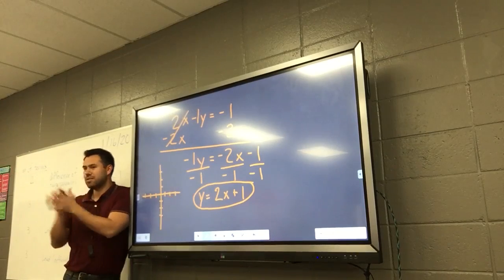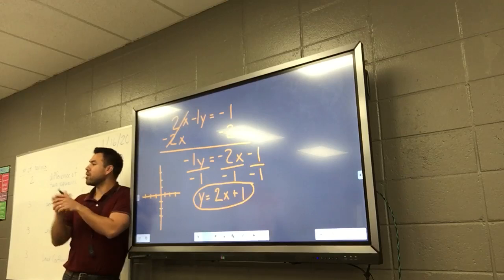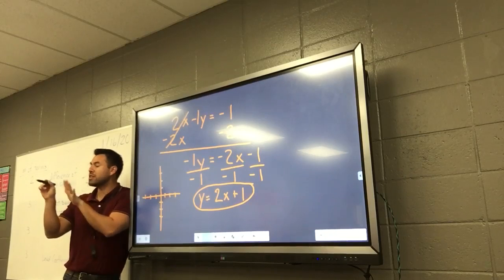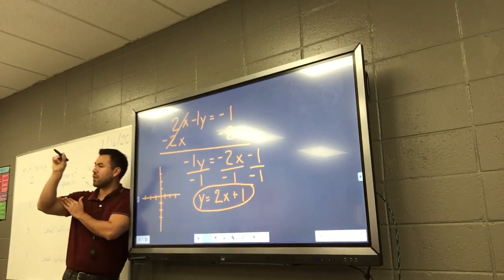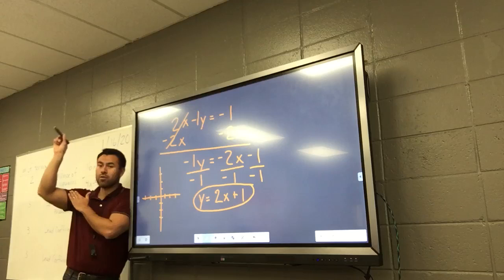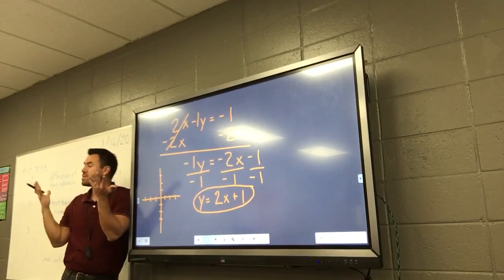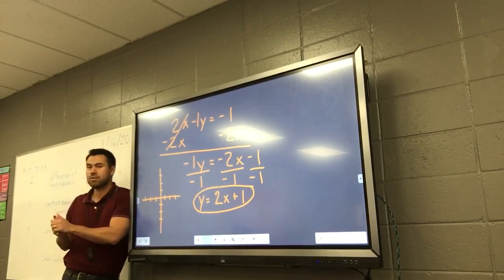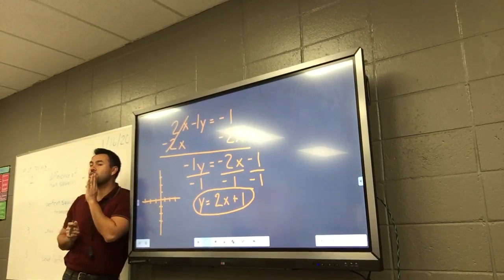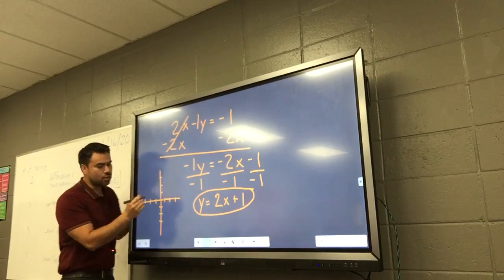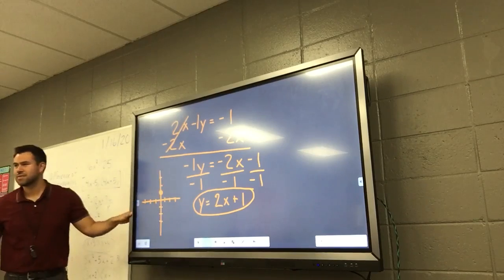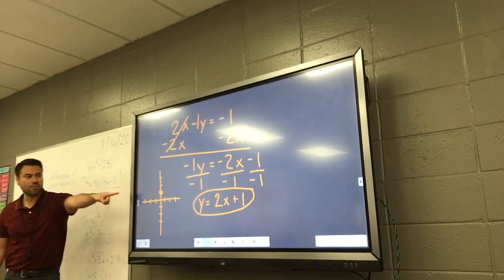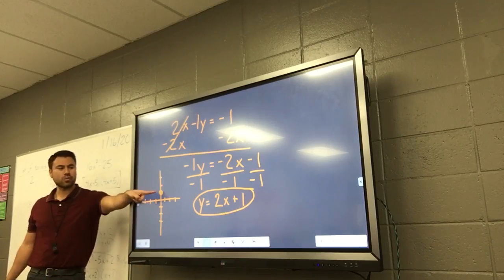All right, what is my slope? 2. So wherever I start, I'm going to go up 2 over 1, or I can go up 4 over 2. But where do I even start? That's an important question. What's your y-intercept? 1. Shouldn't there be a dot right here? Yeah, there's a dot right there, 0, 1.